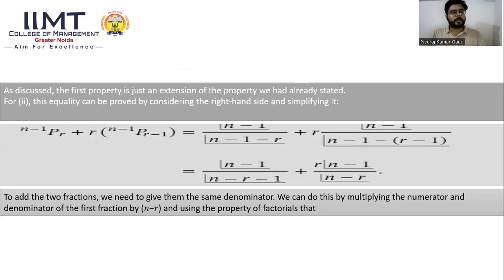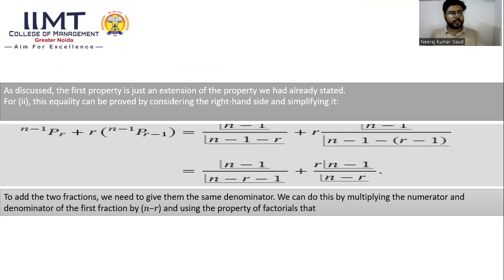So as discussed, the first property is just an extension of the property we have already stated. For the second, this equality can be proved by considering the right hand side and simplifying it. That is (n-1)Pr plus r times (n-1)P(r-1), which comes out to be (n-1) factorial upon (n-1-r) factorial plus r times (n-1) factorial upon (n-1-(r-1)) factorial, which comes out to be (n-1) factorial upon (n-r-1) factorial plus r times (n-1) factorial upon (n-r) factorial.